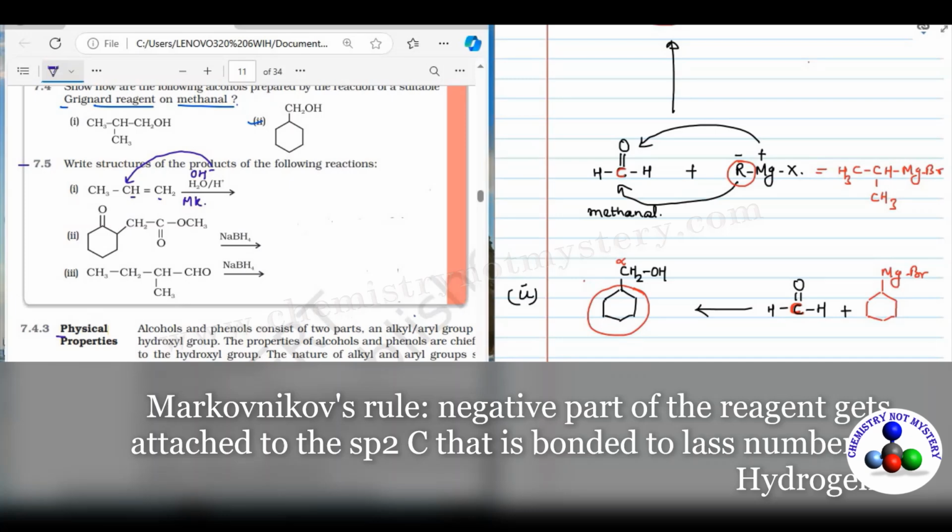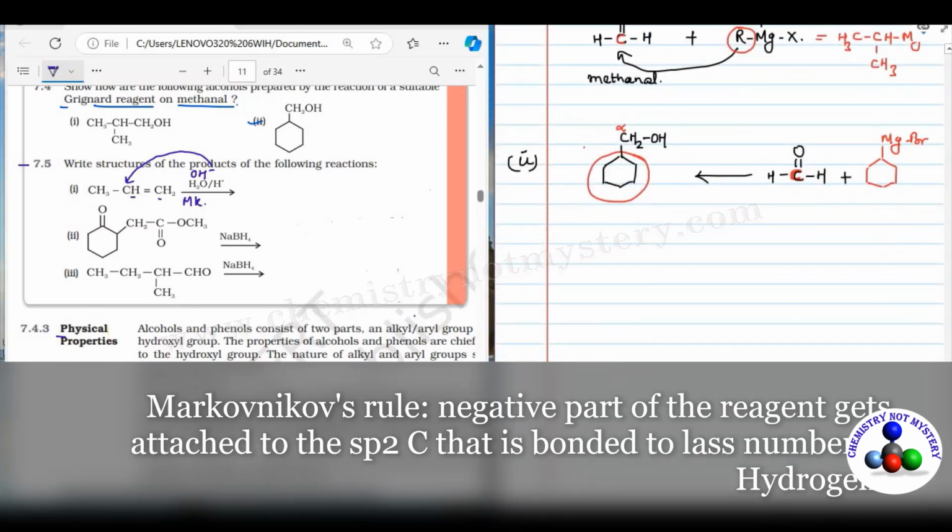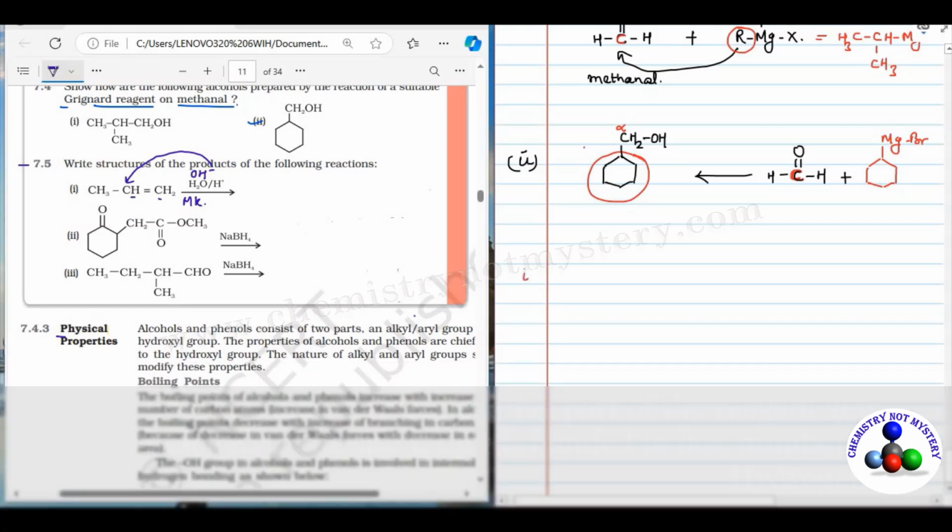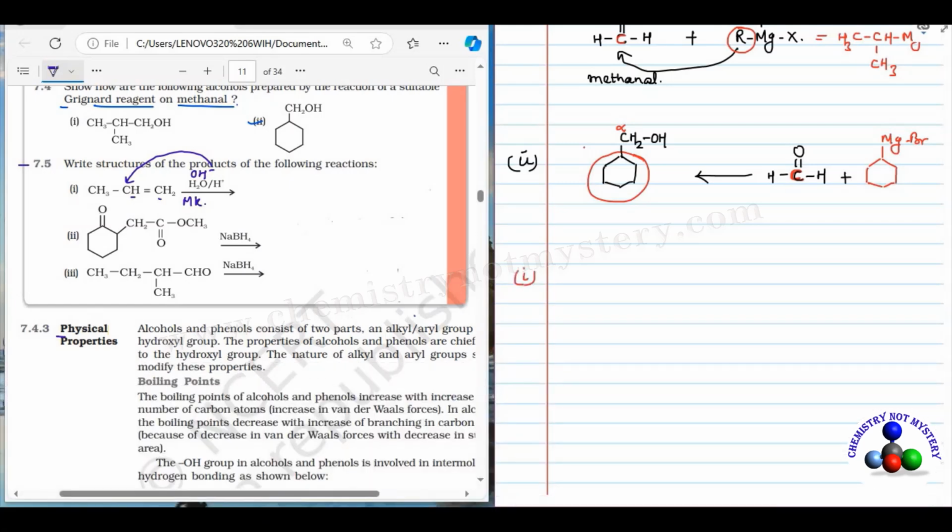Now let's draw the structure of this molecule. So here I am going to draw the structure of the product of the first reaction. So here this is CH3 single bond CH single bond CH2. Here OH will get attached to the second carbon and H will get attached to the first carbon. So this is the structure of the product of the first reaction.